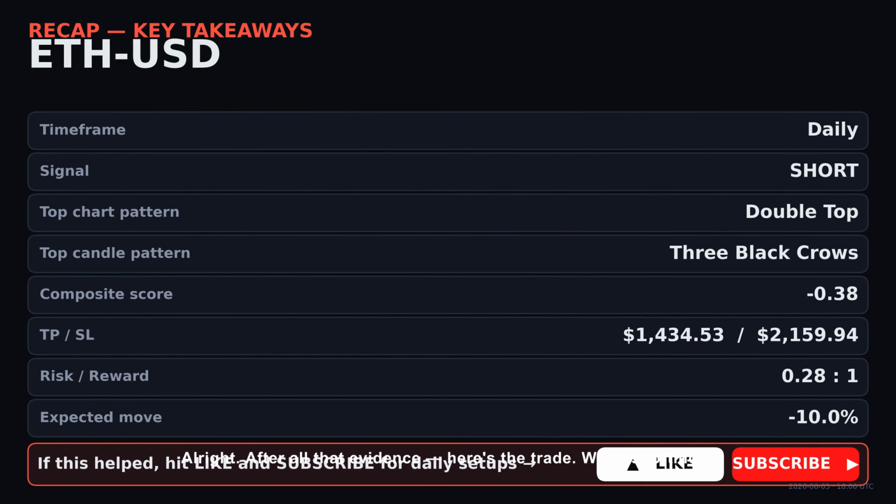So zoom out for a second. What we just walked through on ETH-USD, that's a short bias setup projecting roughly 10.0% from here. And here's why it matters. Every piece we looked at, the chart structure, the candle confirmation, the indicators, the institutional order blocks, the volume profile, the order flow, they all stack in the same direction. When you see that kind of multi-factor agreement, that's when the highest conviction trades happen.